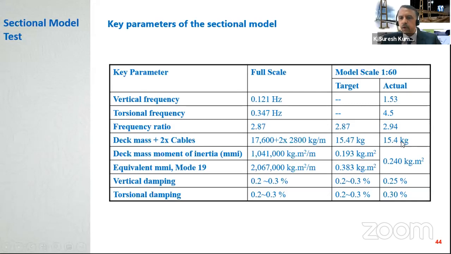And you can see in the model scale, it is reduced based on the scale. Then equivalent other things, MMI and etcetera, and vertical damping and torsion damping is going to be similar to what is in the full scale. So this is a suspension bridge. So we thought of going for a lower damping at 0.25 and 0.3%.